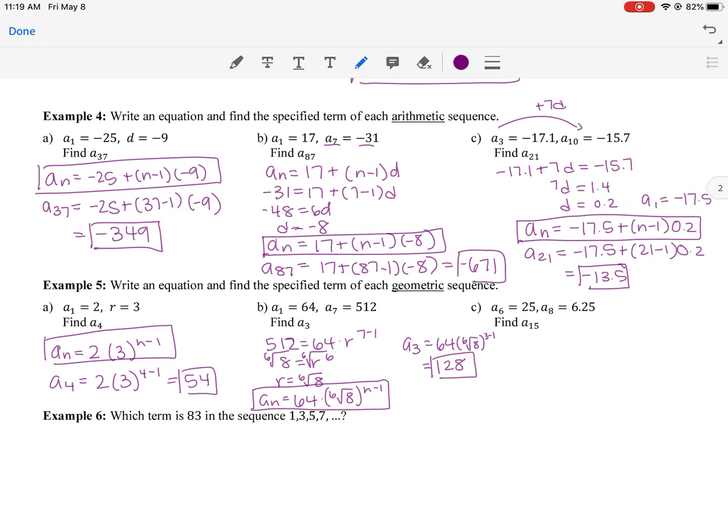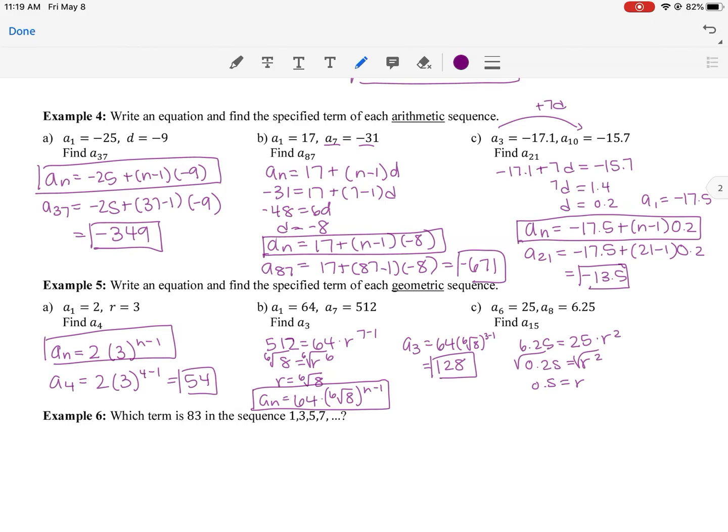Okay. This next one, I would probably use a similar approach to what we did before. So the 8th term is 6.25. The sixth term is 25 times your ratio. And in order to get from the 6th to the 8th term, we're going to do it twice, so the ratio squared. So 6.25 divided by 25 gives me 0.25 equals the ratio squared. So if I take the square root of both sides, the square root of 0.25 is 1/2, that is your ratio.